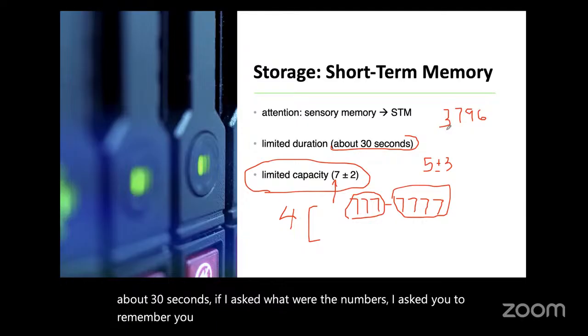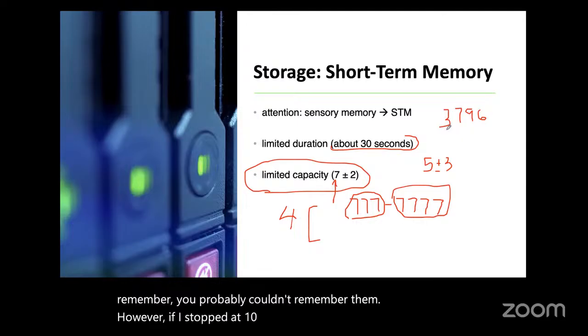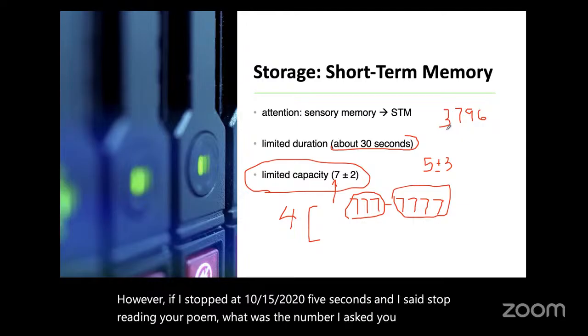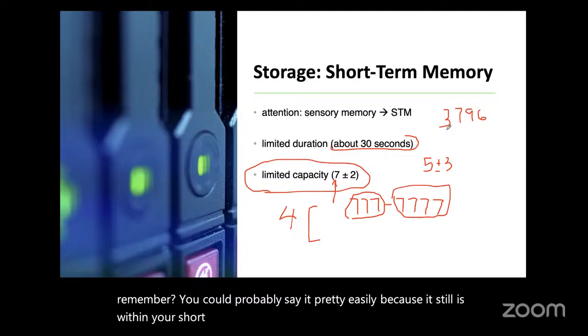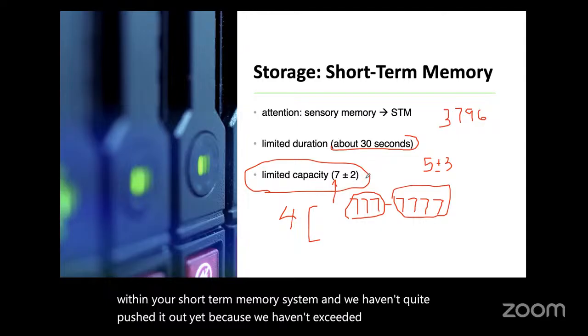At about 30 seconds, if I asked what were the numbers I asked you to remember, you probably couldn't remember them. However, if I stopped at 10, 15, 20, 25 seconds, and said, stop reading your poem, what was the number I asked you to remember? You could probably say it pretty easily, because it is still within your short-term memory system, and we haven't exceeded your capacity.